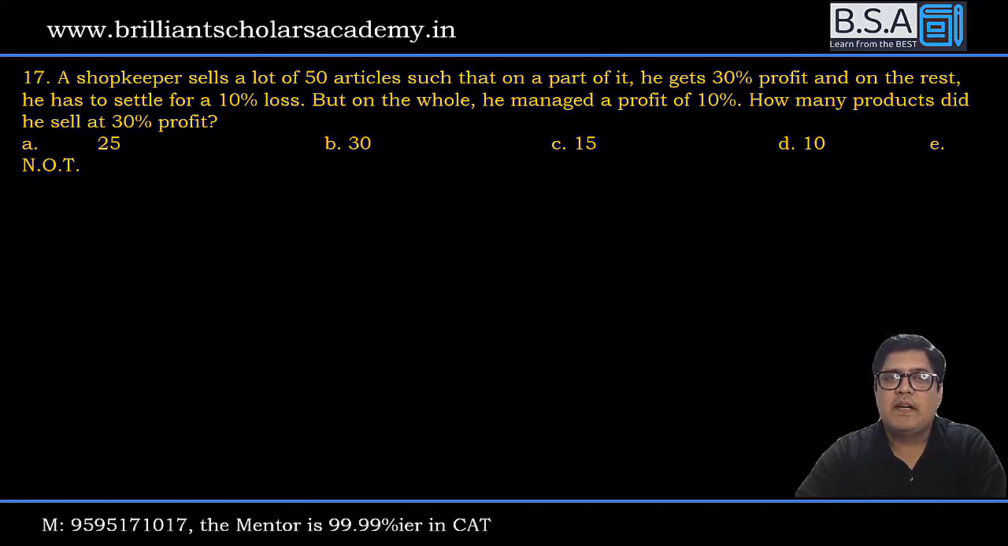A shopkeeper sells a lot of 50 articles such that on a part of it, he gets 30% profit. On the rest, he has to settle for 10% loss. But on the whole, he managed a profit of 10%. How many products did he sell at 30% profit? Take 2 minutes, give it a try.